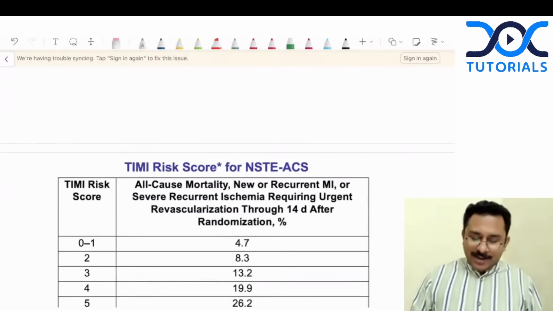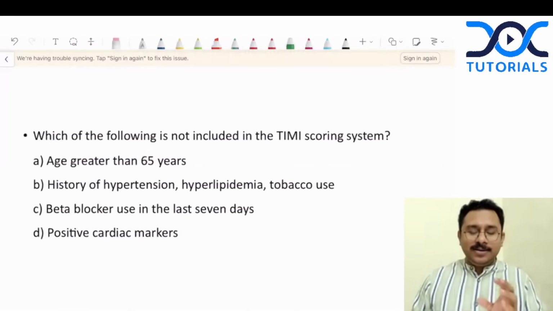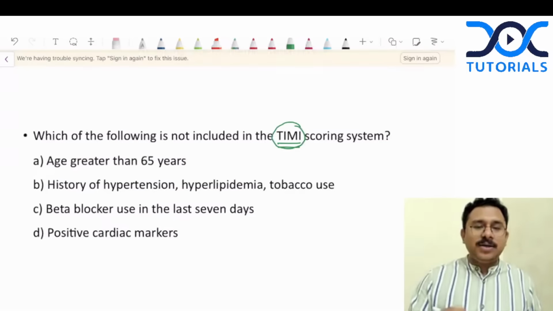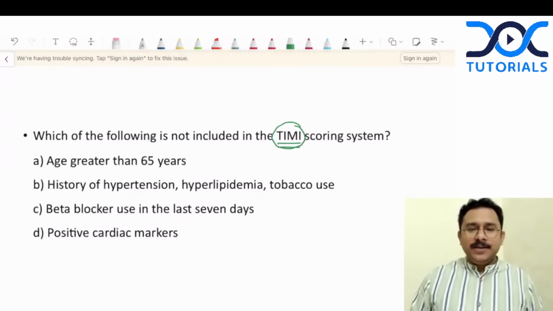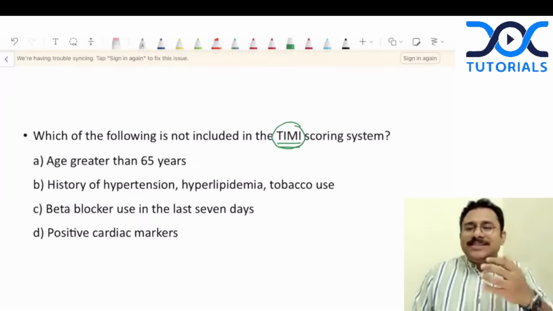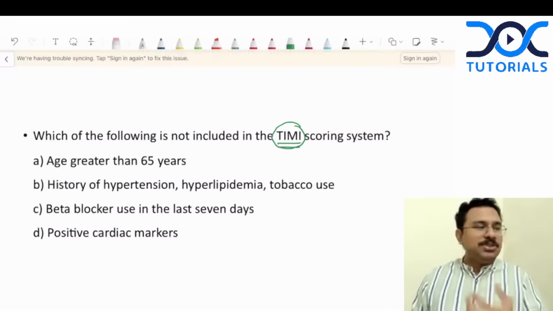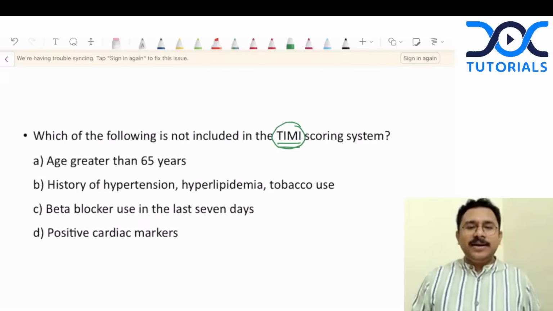Okay. Next question. Which of the following is not included in the TIMI scoring system? The TIMI scoring system is an important prognostic scoring system which is used in myocardial infarction. It helps in making prognostic assumptions, and it is also a guide to make treatment decisions.